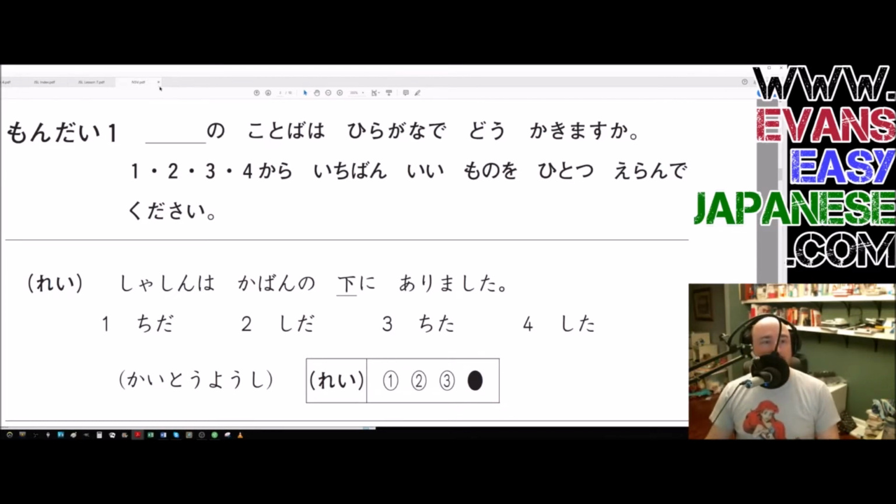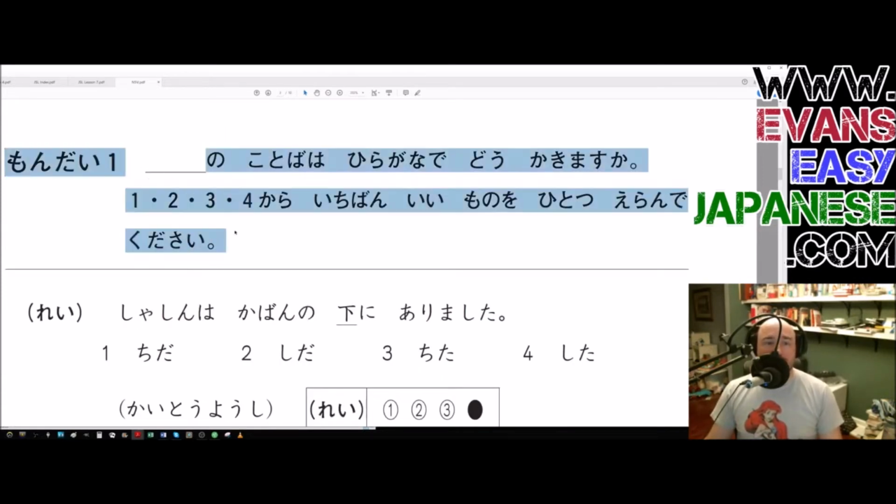We are doing the JLPT N5. This is going to be the vocabulary practice test from those PDFs that were found online and posted, and I am going through them day in and day out, minus Thursdays, because I am way too busy on Thursdays to be doing this stuff. Here we go.